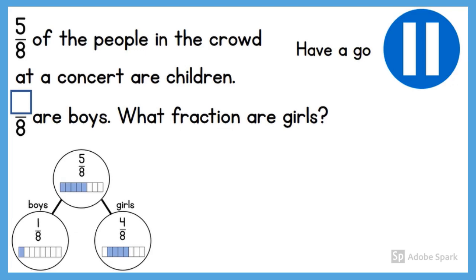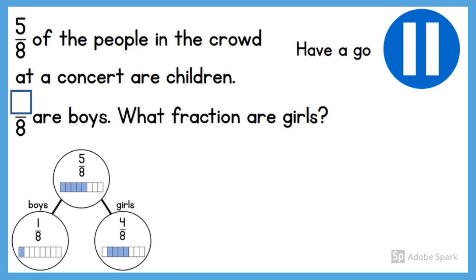Let's look at this question. 5/8 of the people in a crowd at a concert are children. The fraction that are boys has a missing numerator, and we want to know what fraction are girls. Pause the video while you have a go at all the different combinations. I have started you off with this one.